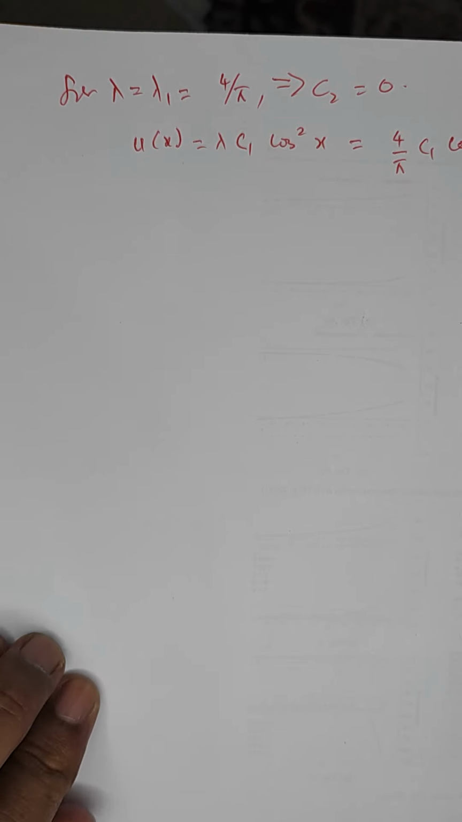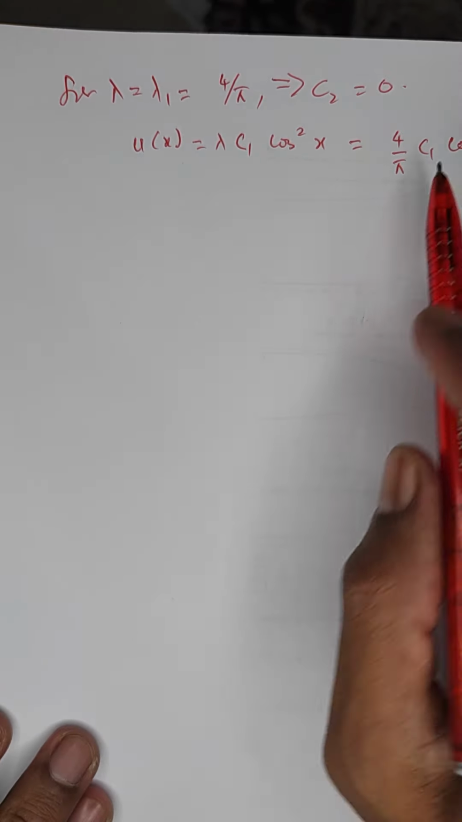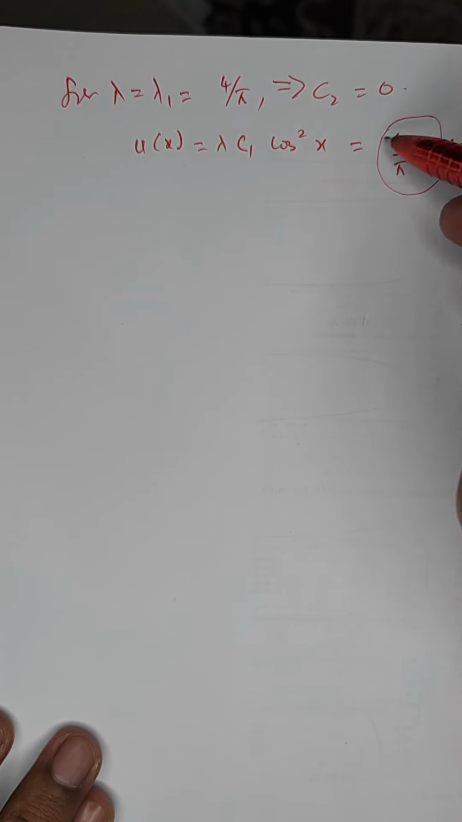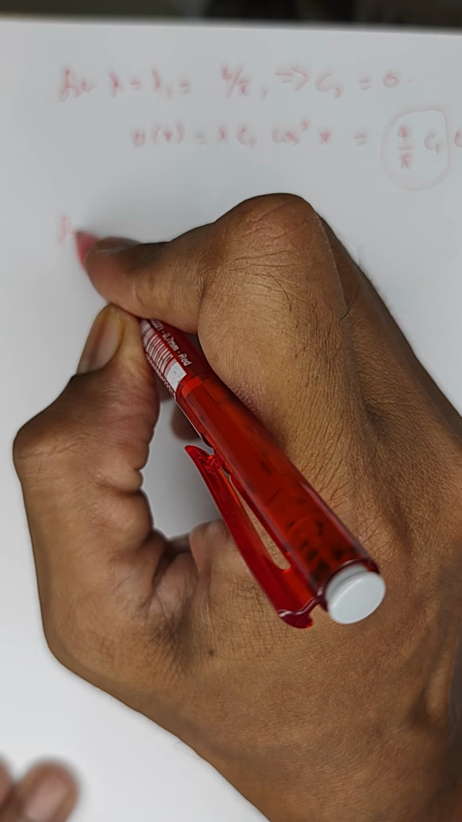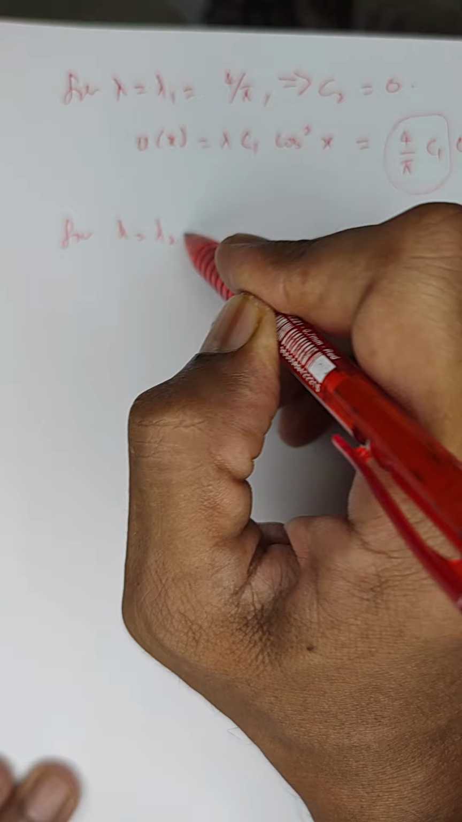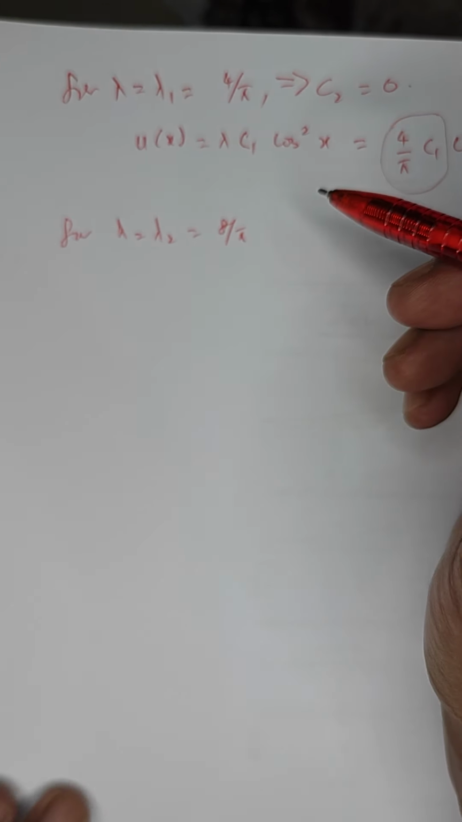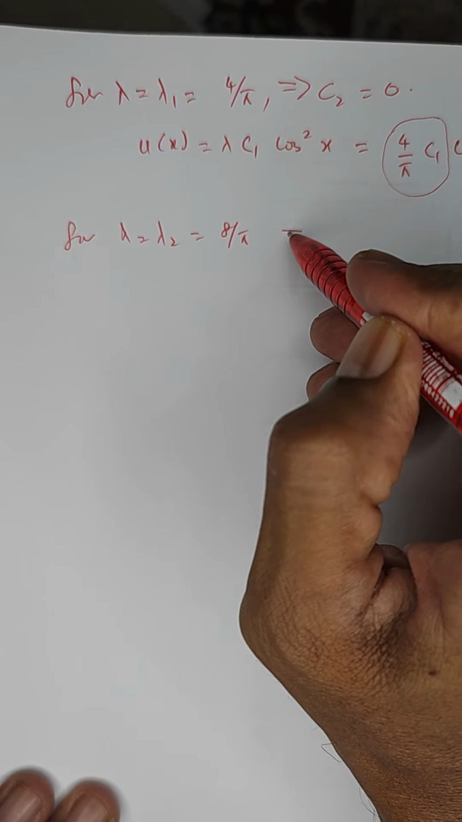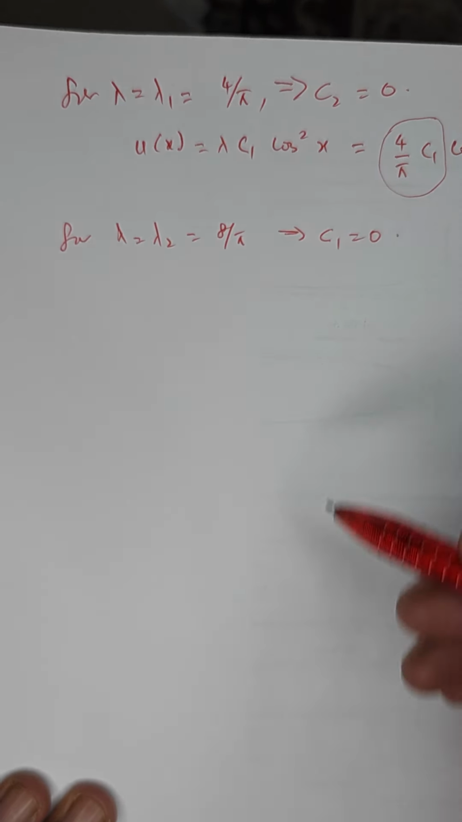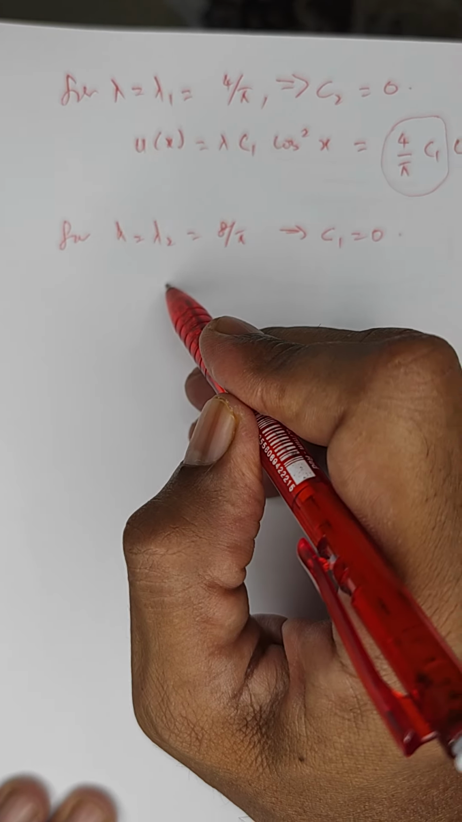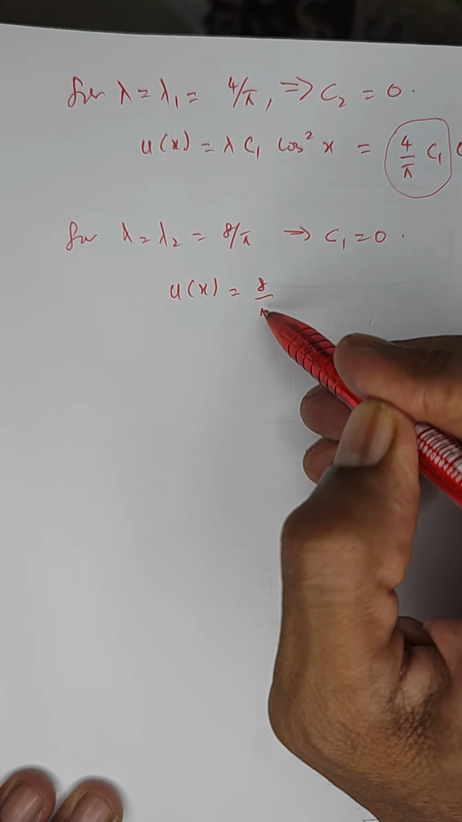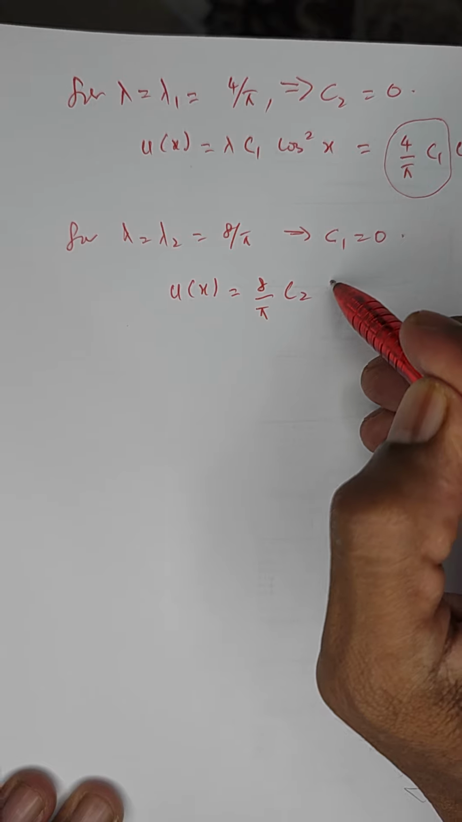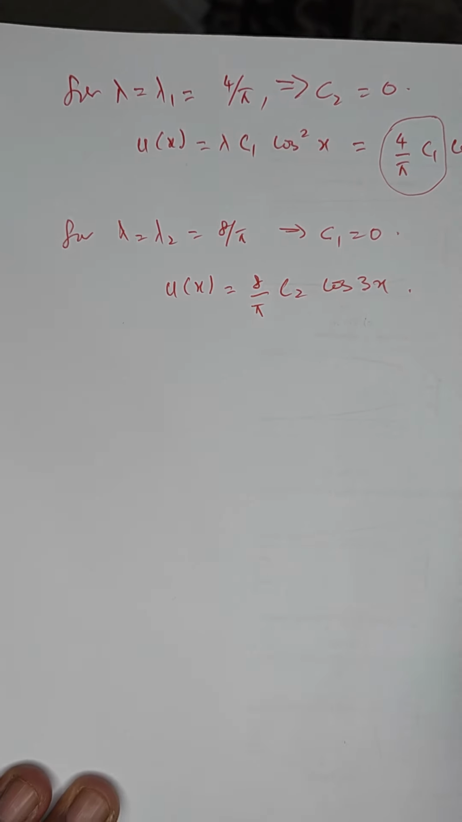Then of course this is just a constant. You can choose any value there if you want, or you can leave it just like that. And for lambda 2, 8 over pi, you can find C1 equal to 0. Then your solution, or eigenfunction, is 8 over pi C2 cos 3x.